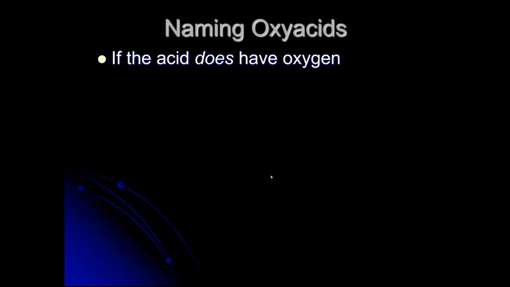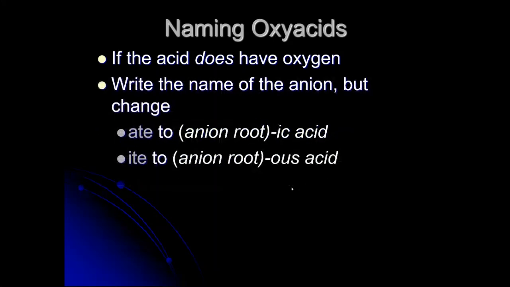Okay, now, what if the acid isn't binary? What if it does have oxygen in it? Okay, and guys, for our purposes, that is mostly going to mean hydrogen linked to one of our polyatomic ions. Have you noticed that almost every single polyatomic on your sheet has oxygen in it? Anybody notice that? Okay. So here's how you name an acid if it's an oxyacid. The key is, ladies and gentlemen, you've got to know the names of those polyatomic ions.